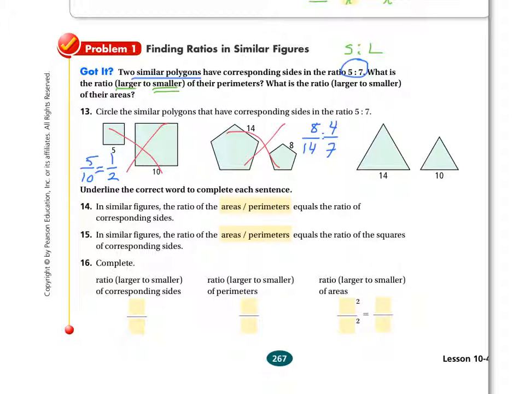So for the last one, I'm going to put 10 over 14. What does that reduce to? There's our 5 to 7. So these are the polygons we're going to be working with.